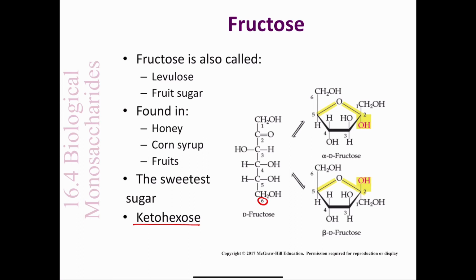Cyclization of fructose produces alpha and beta D-fructose, shown over here. In both alpha D-fructose and beta D-fructose, shown in this slide, the hemiacetal is highlighted. Fructose forms a 5-membered ring structure. You will not be asked to draw the cyclic structure of fructose from the Fischer projection.